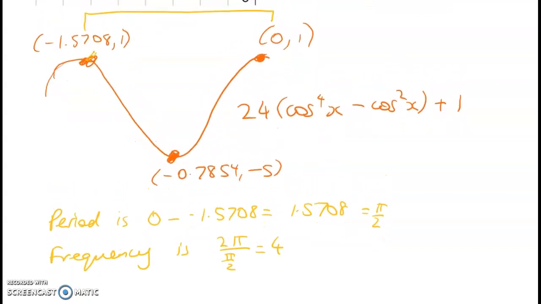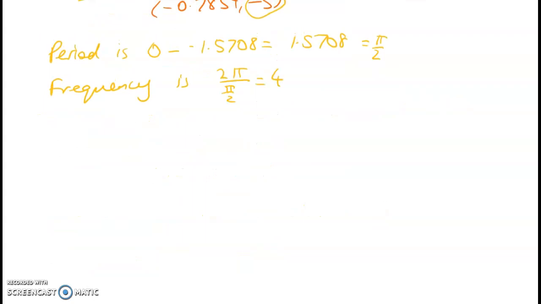Next, we're going to look at the vertical shift and the amplitude. Right, so my vertical shift is going to be halfway between those two numbers.